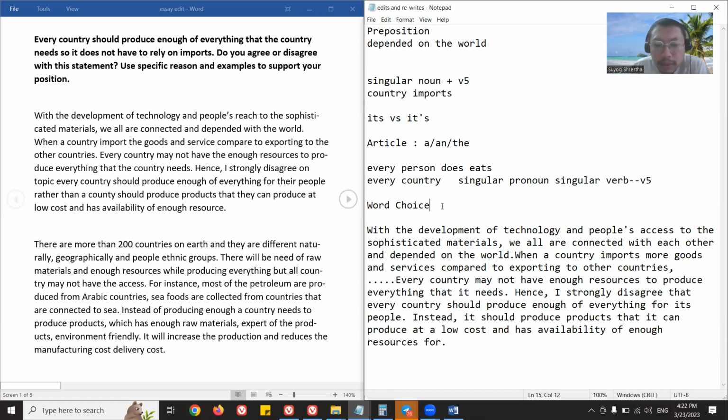So word choice also takes some time and expertise, and it also requires editing so that you guys will learn what a word choice is, right? What proper words are in different contexts.